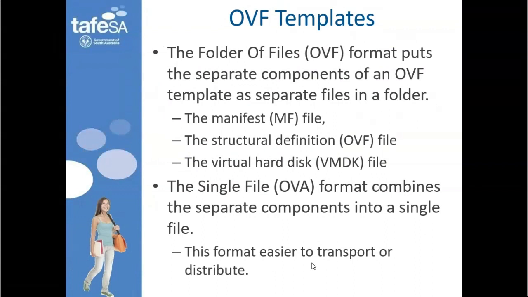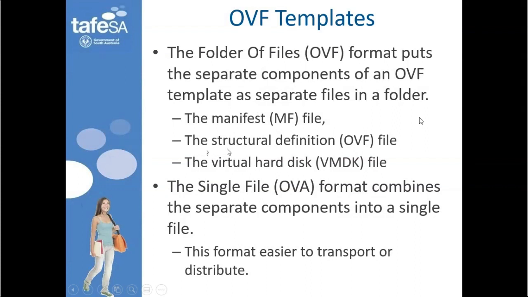So OVF templates. So the folder of files. The folder of files for OVF format puts separate components of the OVF template into separate files. For example, there's an MF file, which is a manifest file. If you don't know what a manifest is, it's just a list of what we got. If you're captain of a ship and you're transporting stuff from one country into another country, you must know exactly what you're transporting, or else the customs will arrest you. Basically, the manifest is where you keep a list of all the things.